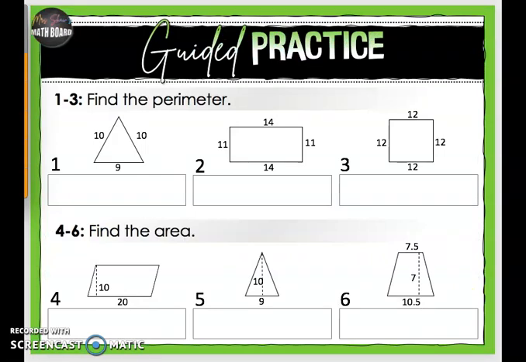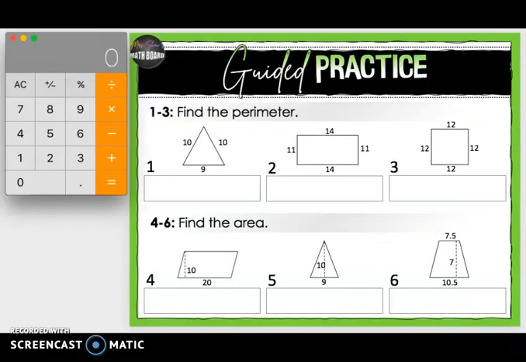Okay, now we're going to go ahead and practice what we've learned about area and perimeter. So numbers 1 through 3, on those figures you're finding the perimeter, and numbers 4, 5, and 6 you're going to find the area. So take a look at that real quick. See if you can figure those out. Okay, let's see how you did.